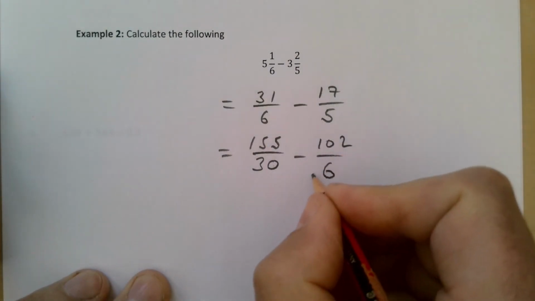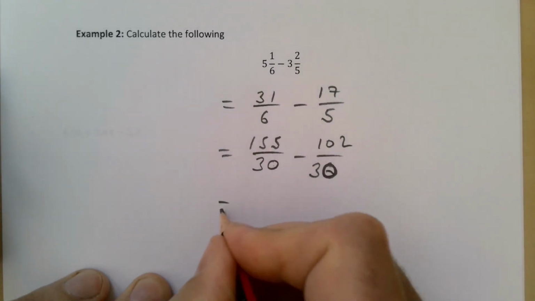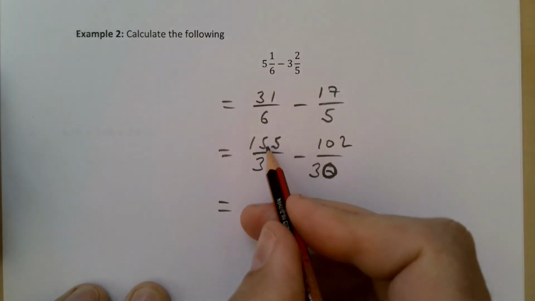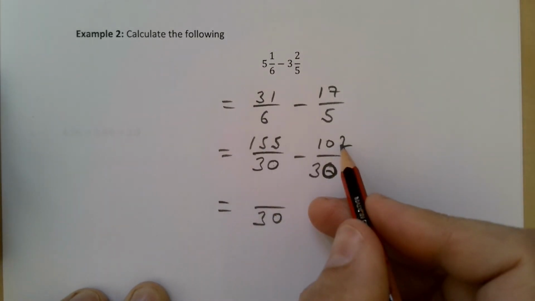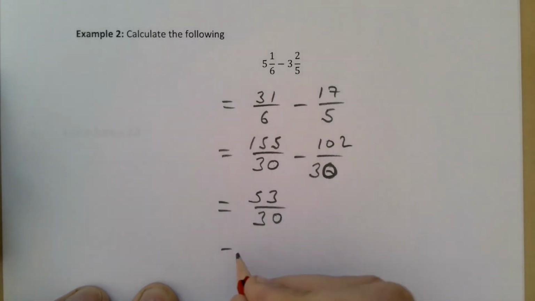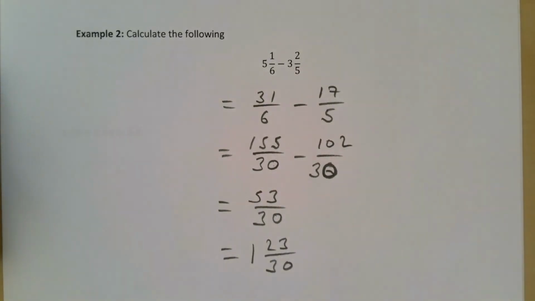It's alright, I made a mistake here. That should be a 30 there, obviously. We are nearly there. 155 take away 102 is 53. That goes one time, 23 left over.